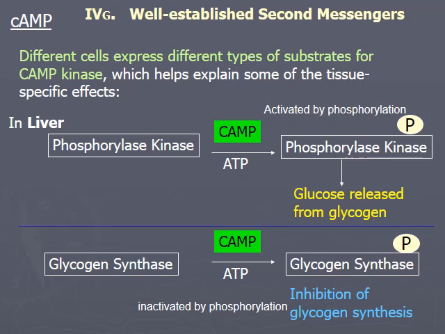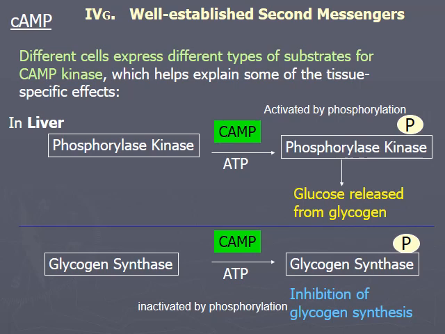So now back to phosphorylation and the consequence of phosphorylation by cAMP kinase, or PKA. So different cells express different types of substrates for cAMP kinase, which can help explain some of the tissue-specific effects. So for example, in the liver, there's an enzyme called phosphorylase kinase that is activated by PKA, also known as cAMP kinase. So phosphorylation of that kinase activates it, and it's going to break down glycogen into glucose molecules.